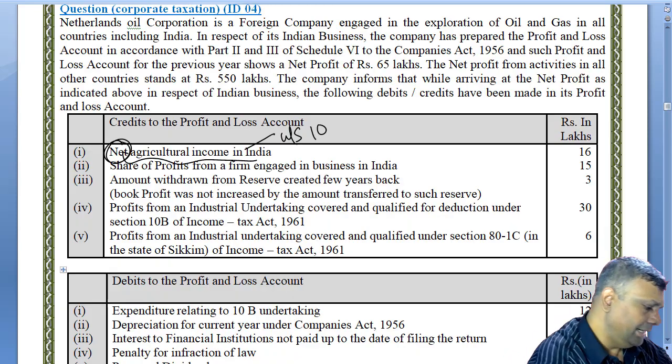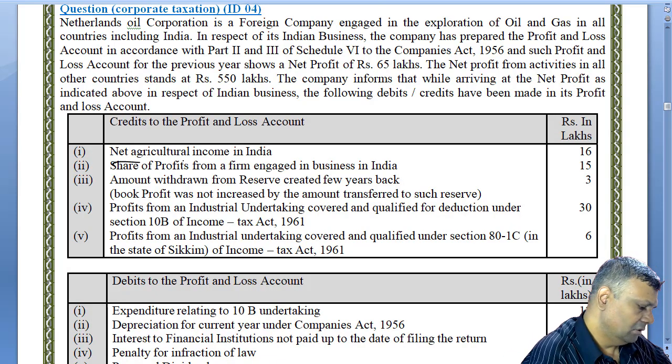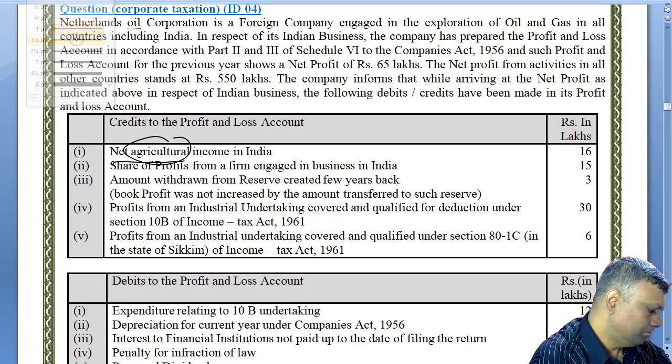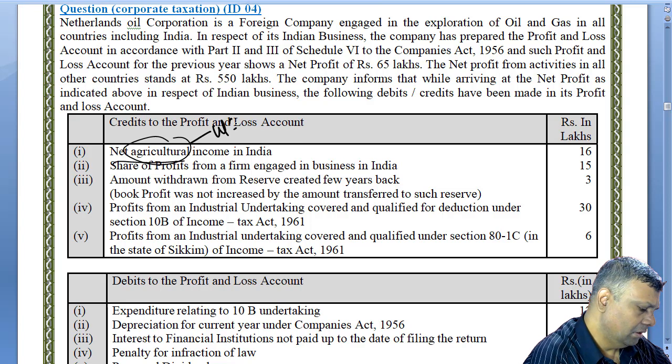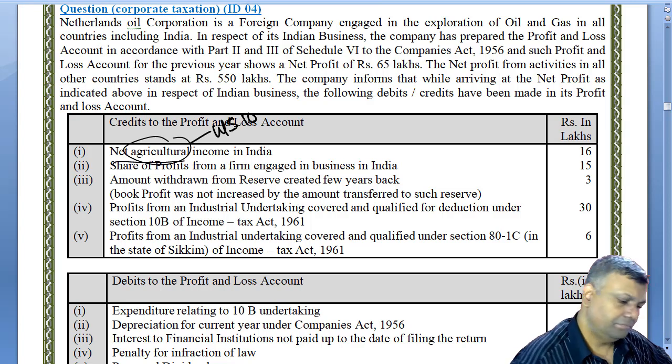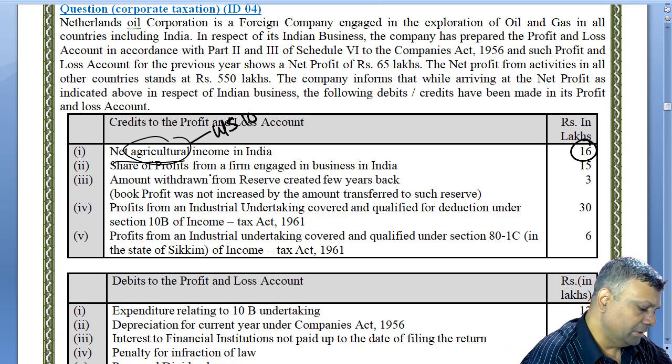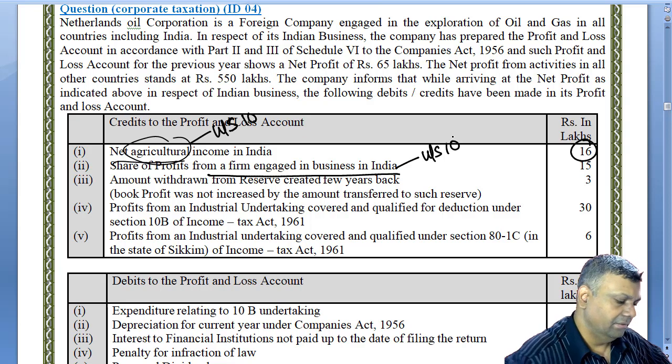So come to the question now. The question is saying net agricultural income. So net agricultural income is covered by section 10. So this is already covered under section 10. So I have to exclude it. Okay. Now, share of profits from a firm engaged in India. Share of profits is also covered under section 10.